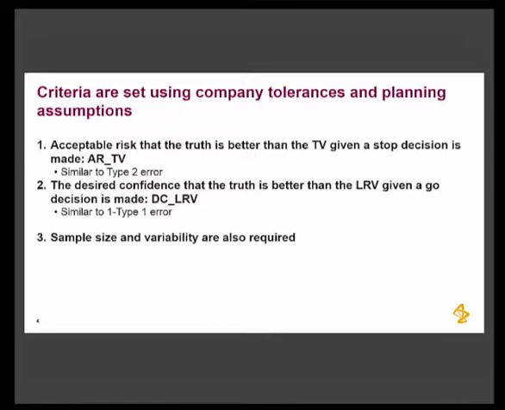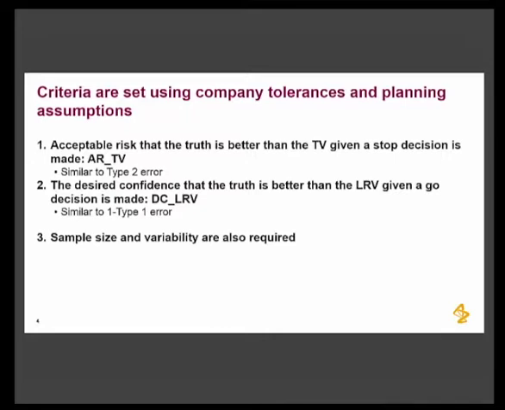And here's that counterintuitive link between the stop criterion and the target value. And then corresponding to that is the opposite risk that we think about, and that is the desired confidence that the truth is better than the lower reference value, given that you make a go decision. So here it is: your go decision is now hooked up to the lower reference value.